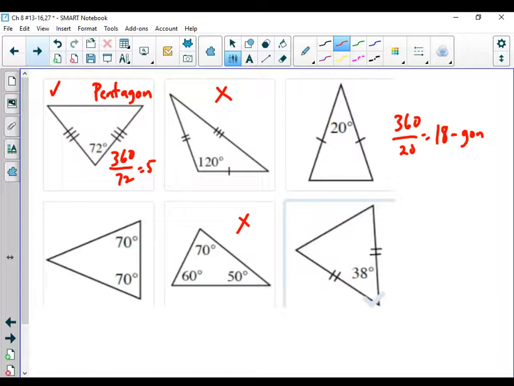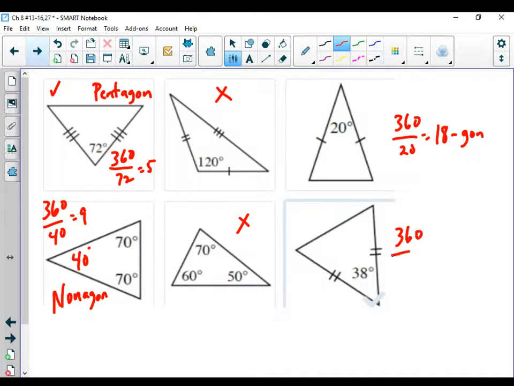This third one, or the fourth one, I should say, I've got 70 and 70, so I know I'm left with 40 degrees here. So if I take 360 divided by that 40, I get 9. So this was a nonagon. So that would be convex. This one we already said was no, and then the last one I'm going to check.